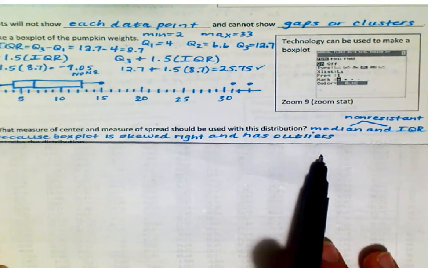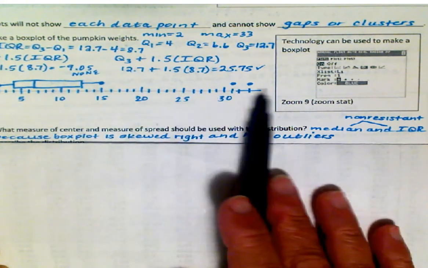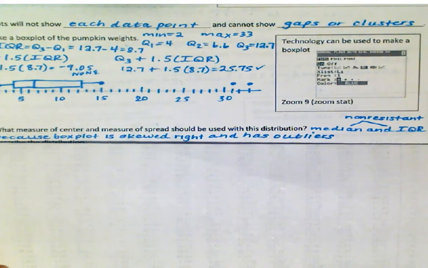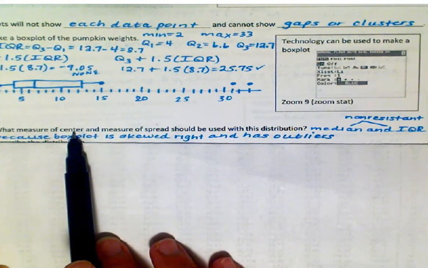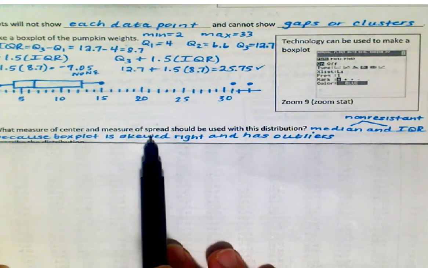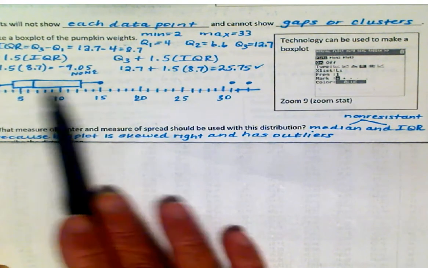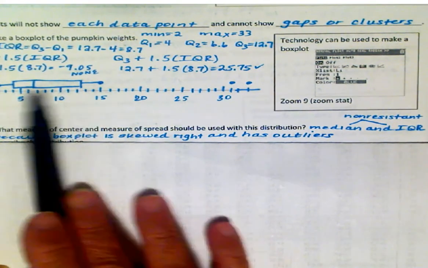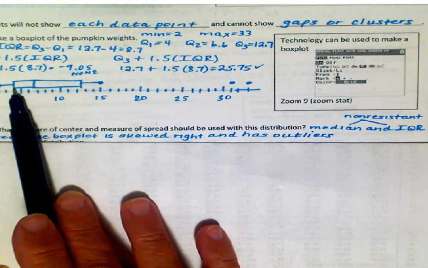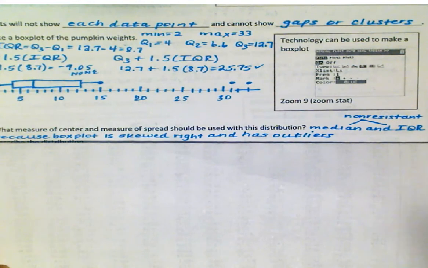If you look at the data, it is skewed right and it does have outliers. So those would be the two. Sometimes they're going to ask you, what measure of center? Do you use median or mean? And what measure of spread? You could use range, standard deviation, or interquartile range, and that's what you would want to use, the IQR. Because think about it, the IQR, the length of the box, from Q3 minus Q1, is not going to be affected by outliers.